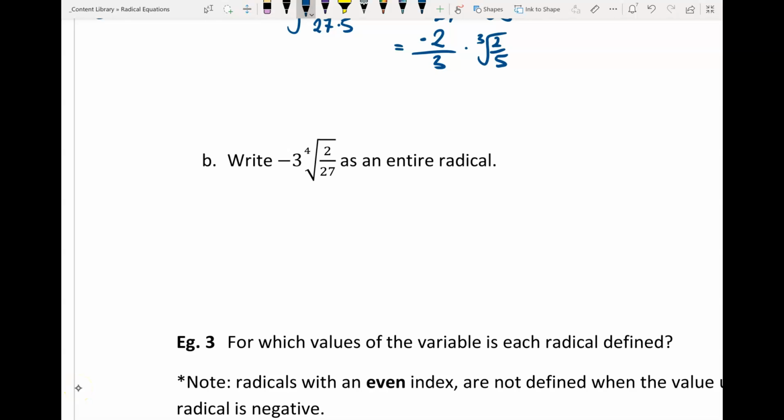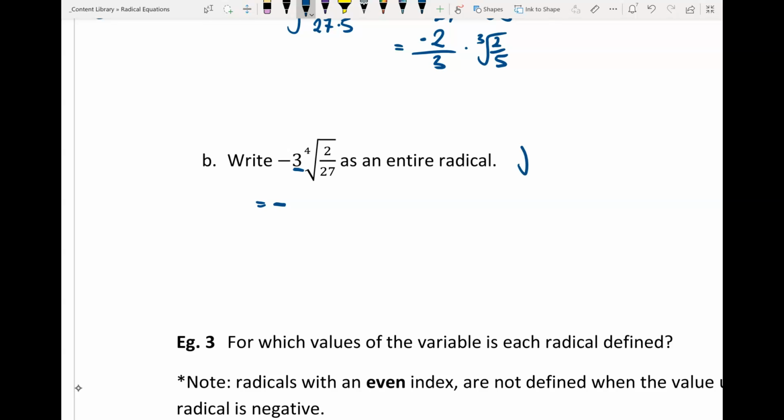Okay, for the next question, we want to write this as an entire radical. Our nth root is 4, which is our index. I'm going to leave the negative on the outside because our index is even. So if I try to put this back in, the negative will disappear, and we do need this negative. So I'll just leave it on the outside, and this 3 is what I'm going to try to put inside the radical. So I have to reverse what happened to it.